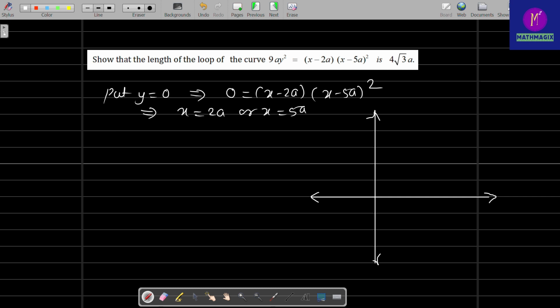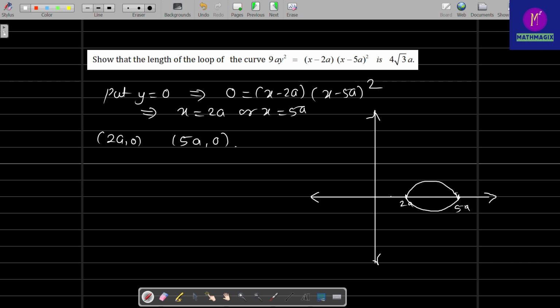So here we have 2 points. First point is (2a, 0) and another point is (5a, 0). So clearly the loop is present between (2a, 0) and (5a, 0). So consider here we have 2a and here we have 5a. So this is 2a, this is 5a, and the loop is present in between this. So this is the loop that we will have.